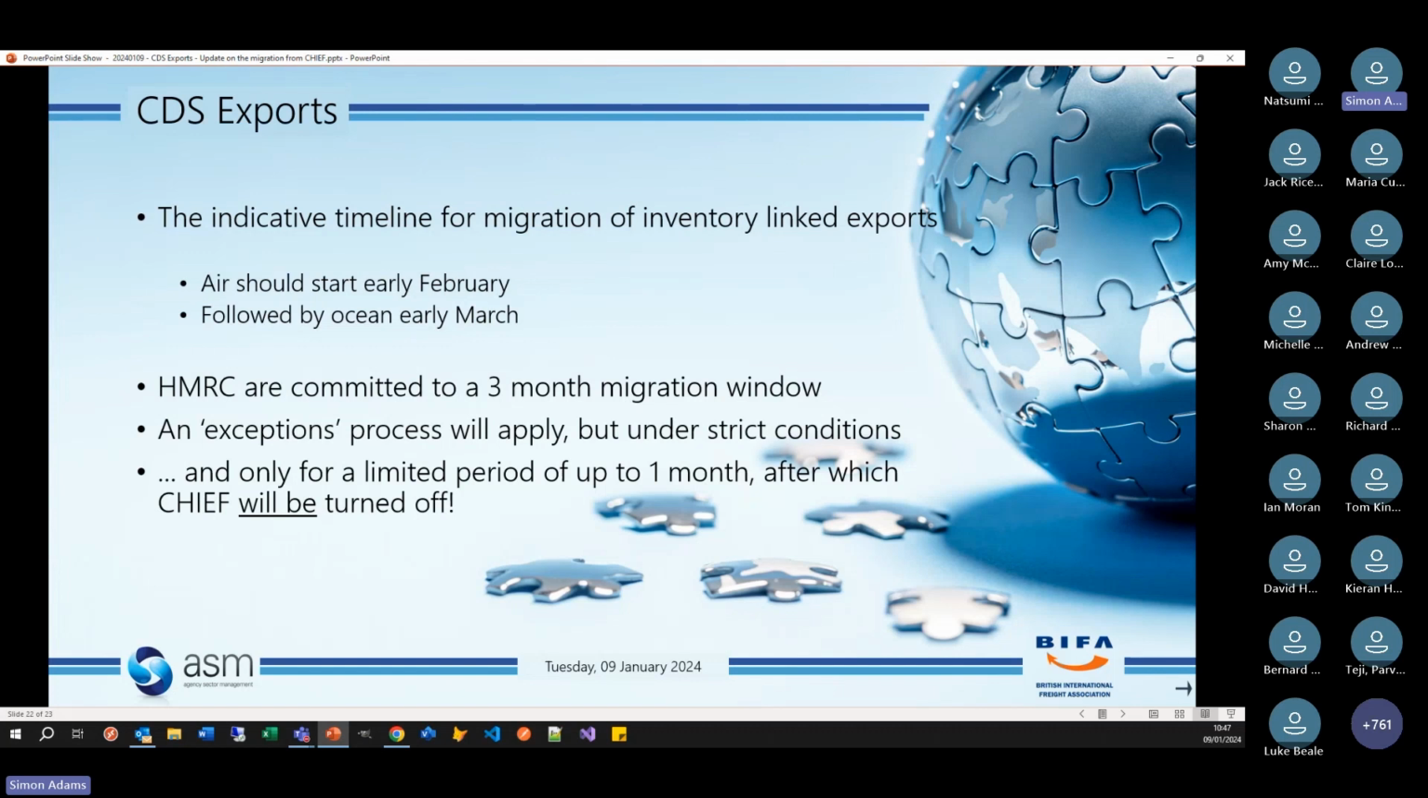There will not be this long tail of, well, pretty much a year on imports where you could just put it off, nobody really cared. Customs really do care this time, and they will be turning CHIEF off. There are very good reasons, not just monetary. There are very good reasons for them turning CHIEF off from a support point of view, various other reasons, but they are very serious about turning CHIEF off.